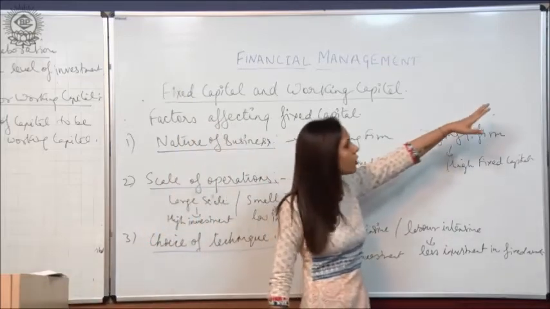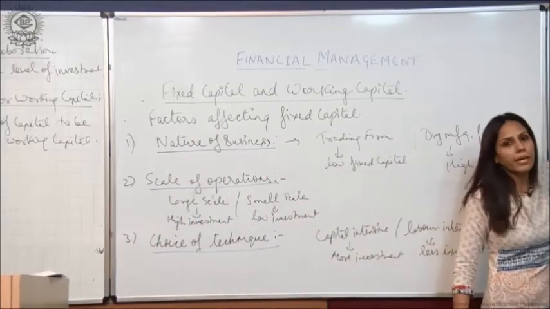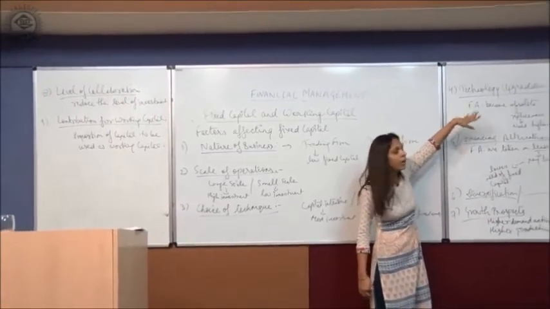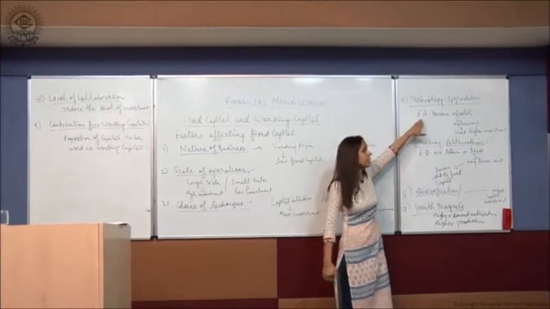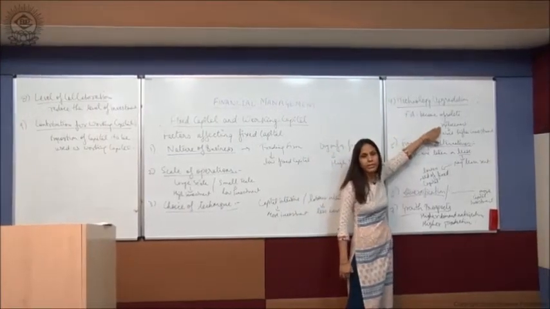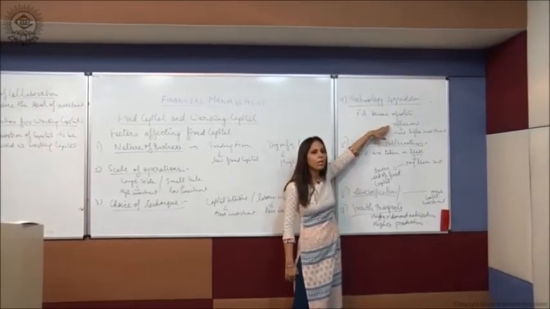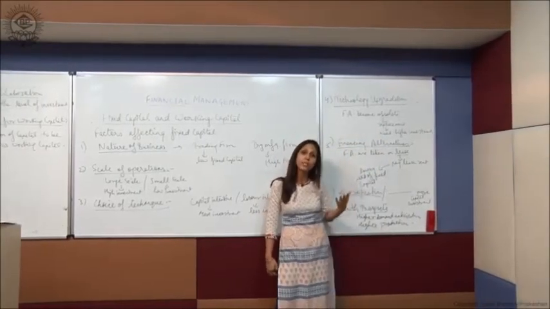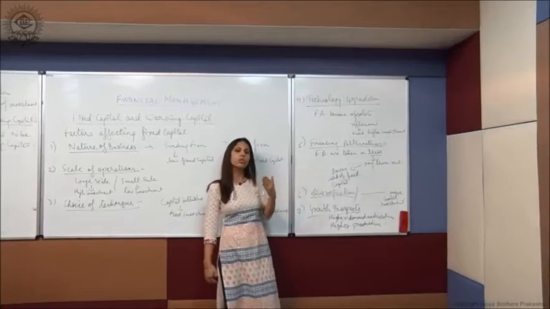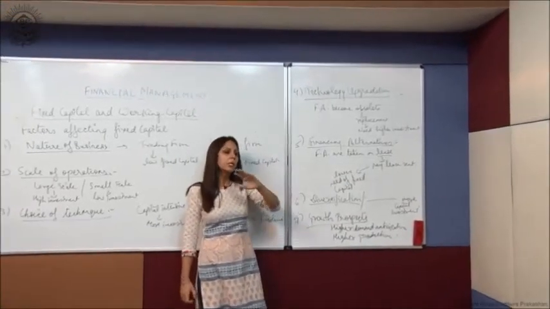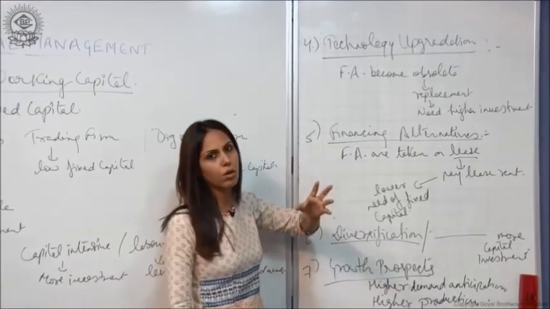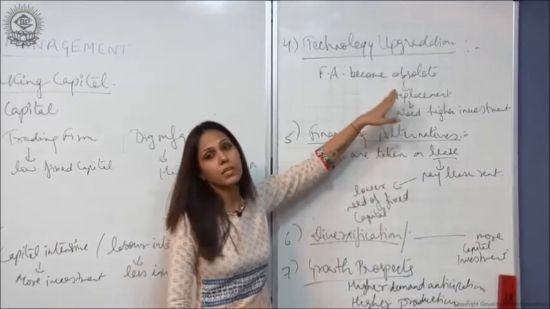Fourth point is technology upgradation. If in any company fixed assets have become obsolete, fine, they have become outdated, now there is a requirement of replacing the assets with the new or upgraded technology. So if a company is going to invest in the upgradation of technology, then obviously they require a higher amount to be invested in fixed capital.